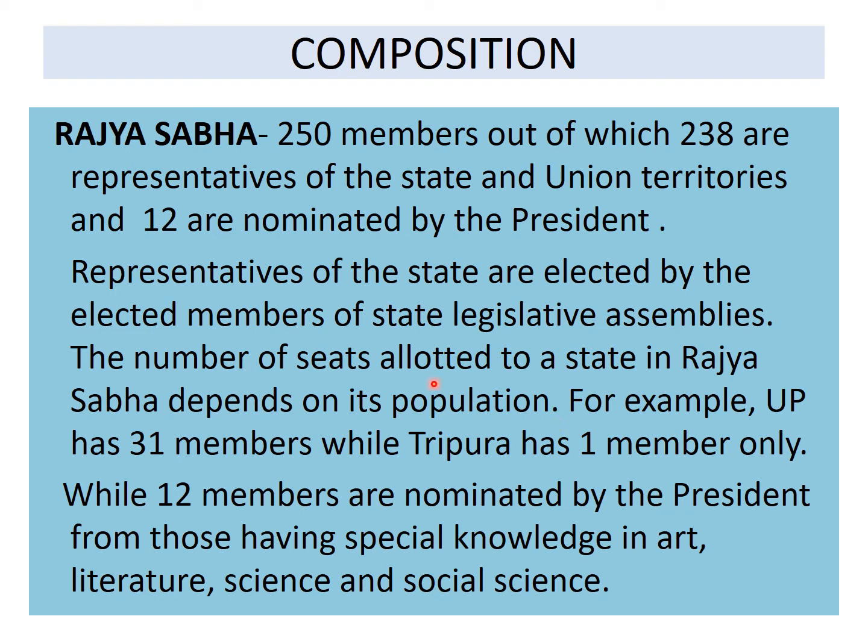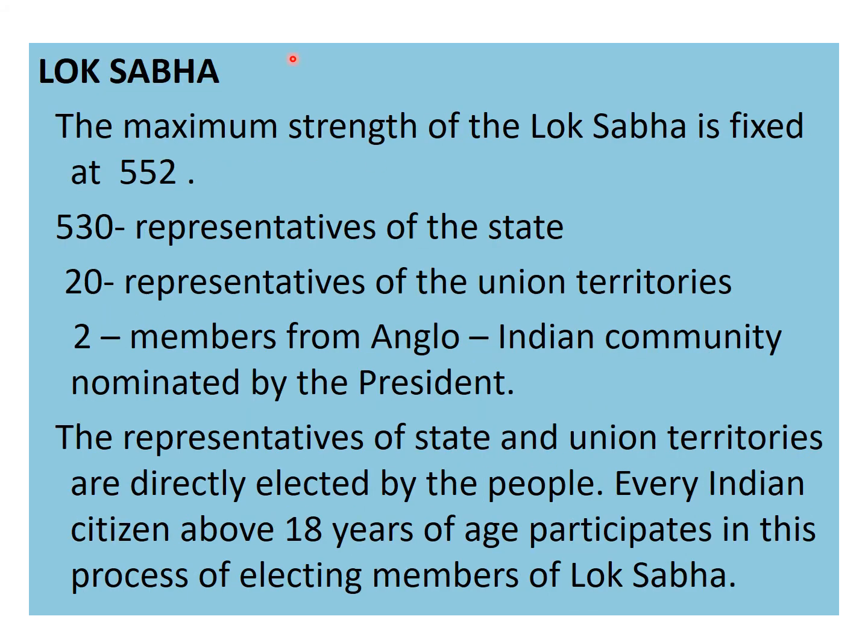For a bigger state, a greater number of seats is allotted. For example, UP has 31 members. So why does UP have more members than Tripura? Because of its population. The more the population, the greater the number of seats allotted, in order to ensure due representation. Now, Lok Sabha's maximum strength is fixed at 552, wherein 530 are representatives of the states.